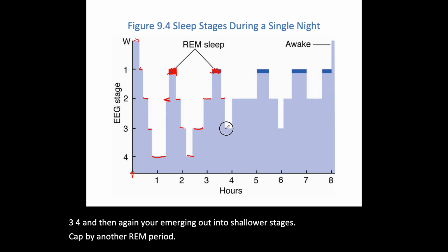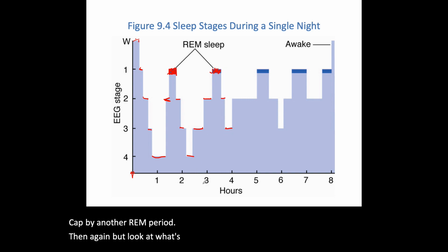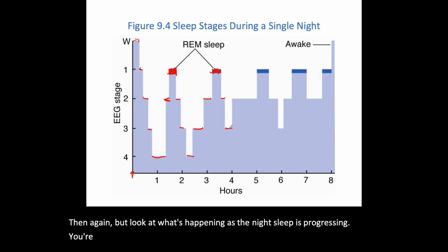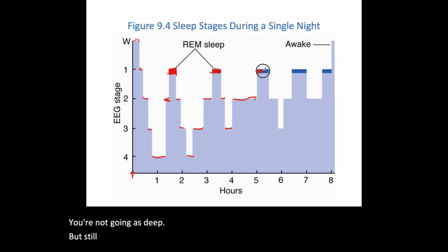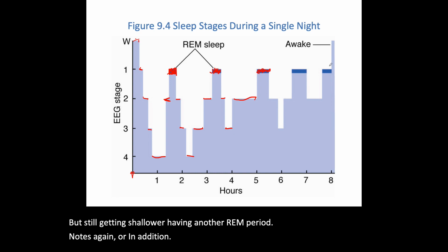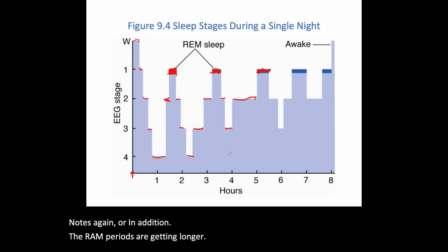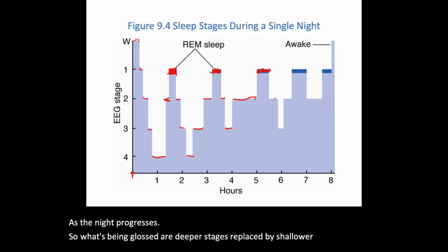Then again, but look at what's happening. As the night sleep is progressing, you're not going as deep, but still getting shallower, having another REM period. Note again, or in addition, the REM periods are getting longer as the night progresses. So, what's being lost are deeper stages replaced by shallower stages, primarily REM.